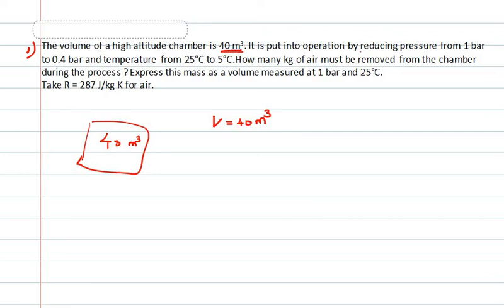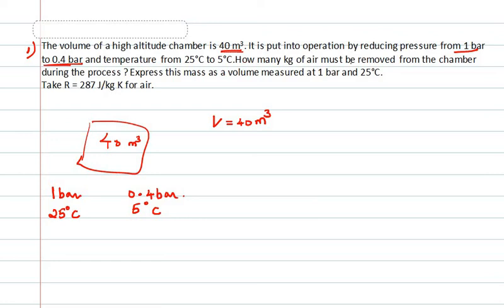It is put into operation by reducing the pressure from 1 bar to 0.4 bar. So initially the pressure was 1 bar. After some time the pressure is reduced to 0.4 bar and the temperature reduces from 25 degrees Celsius to 5 degrees Celsius.